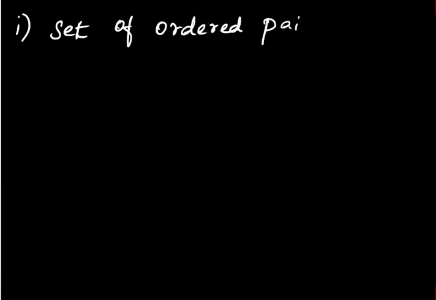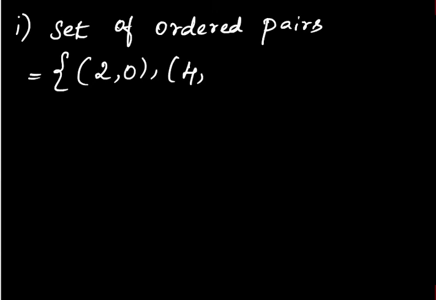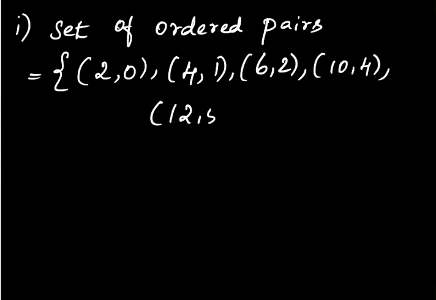So for the first part, you have to represent them in ordered pairs. So write in flower brackets. So for the x value 2, f of x value is 0. And for x value 4, f of x value is 1. Similarly for 6 it is 2, and for 10 it's 4, then for 12 it's 5.